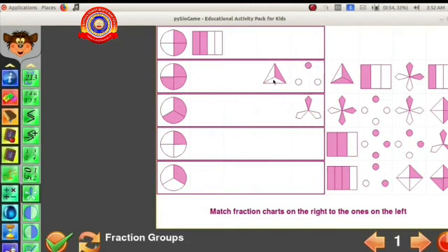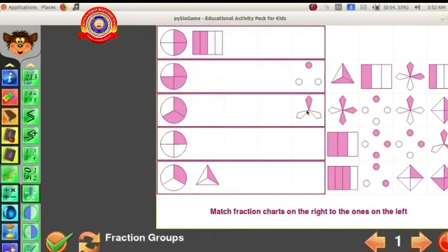Here the chart is divided into 3 portions and 1 portion is colored. Here also we can see the chart is divided into 3 portions and 1 portion is colored. So the fraction is 1 by 3. We can match this one here. Okay. So we can drag and drop it here. This chart also is 1 by 3. We can match it here. Okay. Then this chart also is 1 by 3. We can match it here.